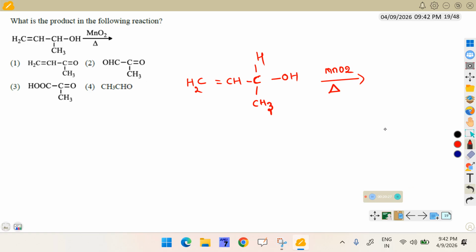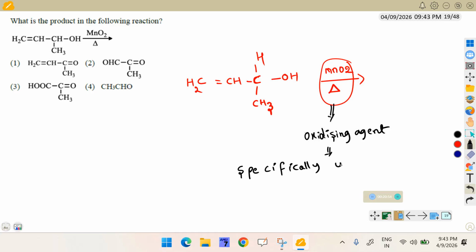What is the product in the following reaction? An alcohol is given with MnO2. What is the role of MnO2? MnO2 is an oxidizing agent. It is specifically used to oxidize allylic and benzylic alcohols.